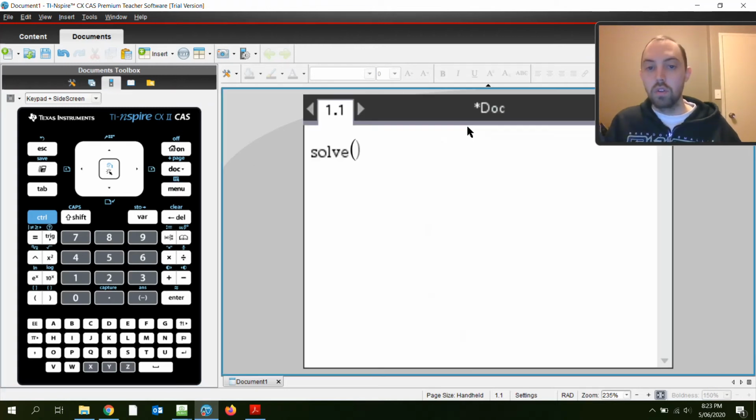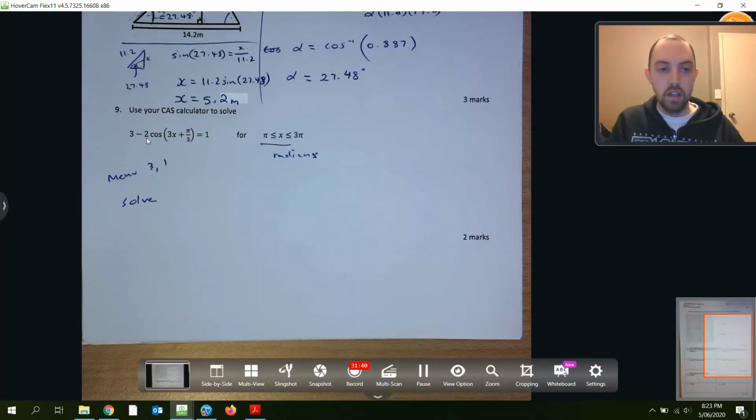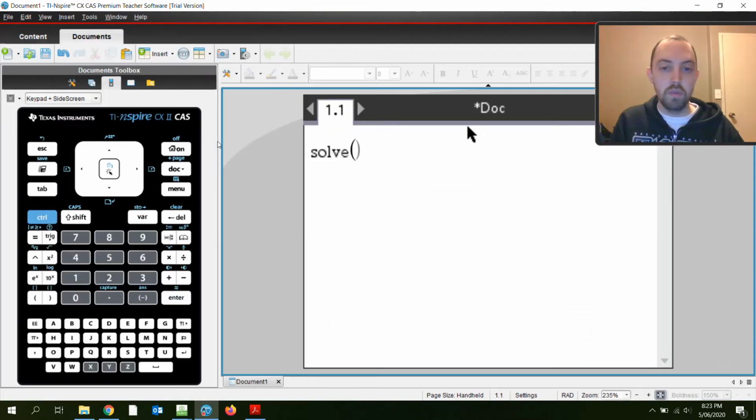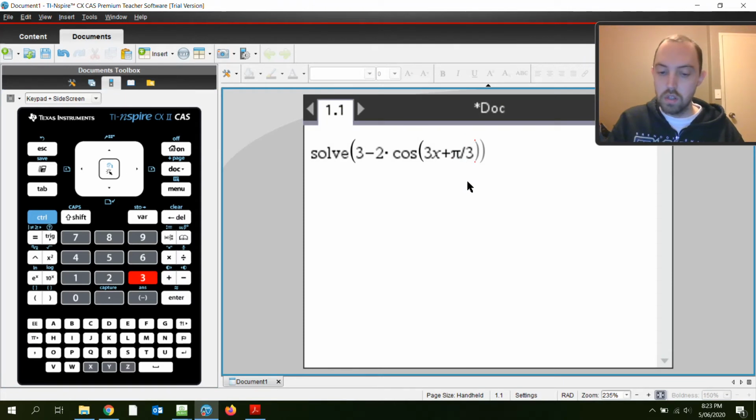Okay, so I open up the solve and I'm going to type exactly what I see here for my equation. I'm giving the calculator the equation that I'm trying to solve. So 3 take 2 times, make sure you put in the times because if you don't write that in there it's going to give you an error, times cos of 3x plus pi on 3, and this is equal to 1.